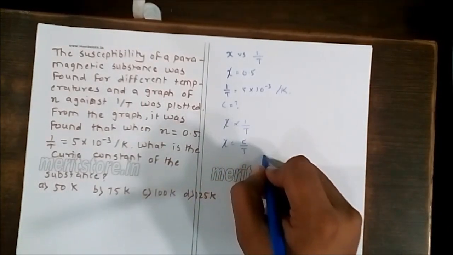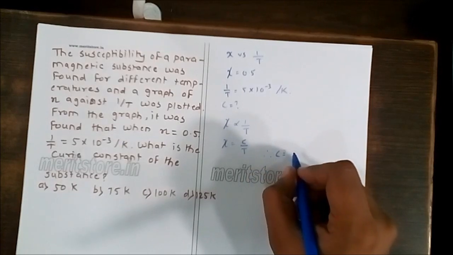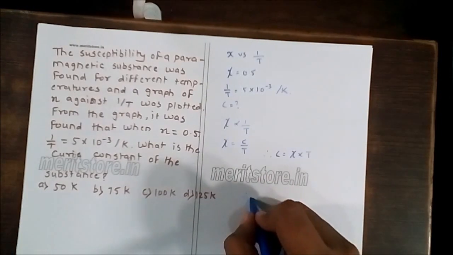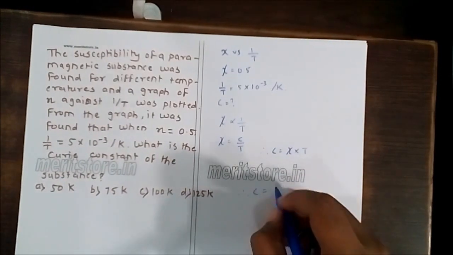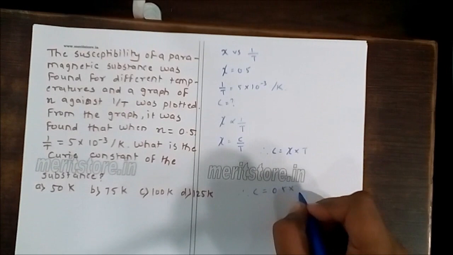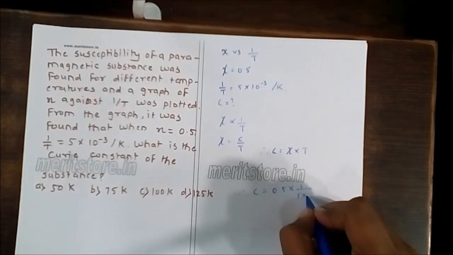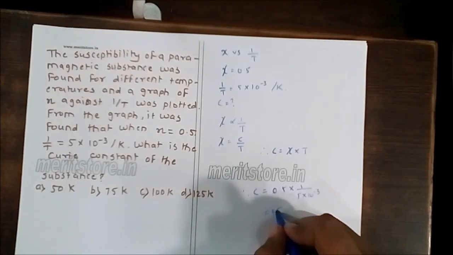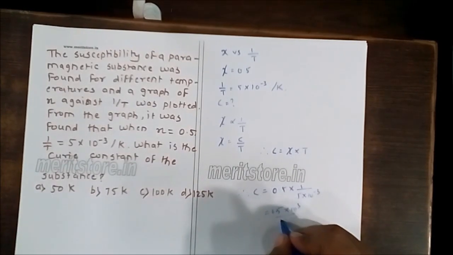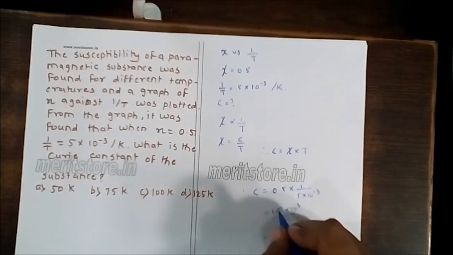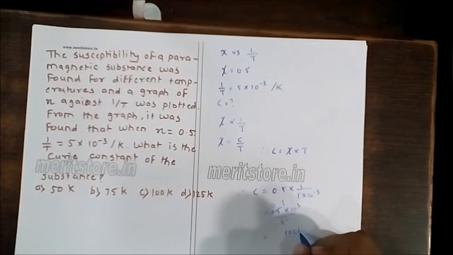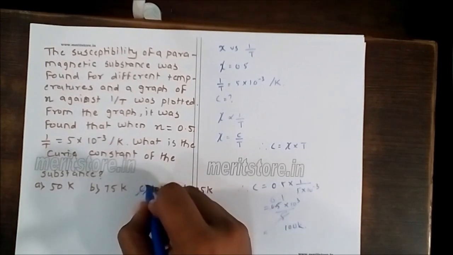So we can say C is equal to susceptibility into T. So therefore C is equal to 0.5 into 1 upon 5 into 10 raised to minus 3. So this becomes 0.5 into 10 raised to 3 upon 5, which is 0.1 into 10 raised to 3, that is 100 Kelvin. C.